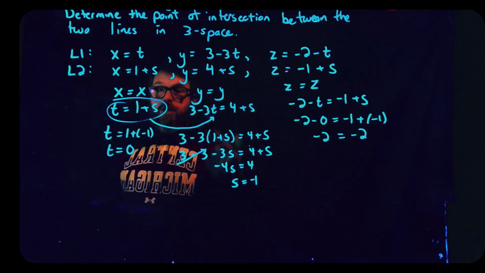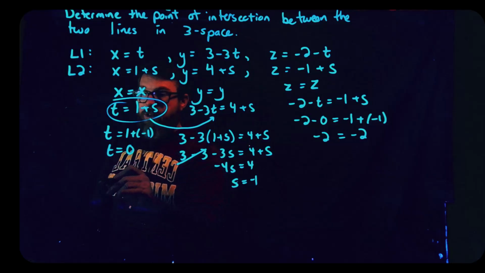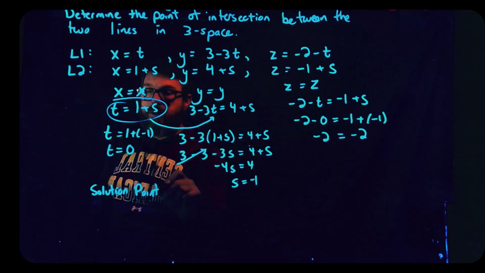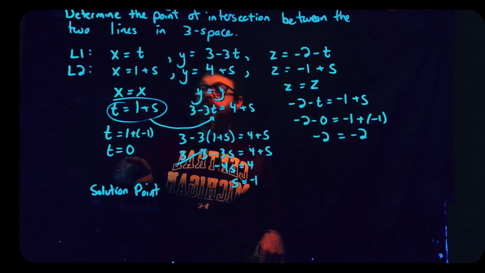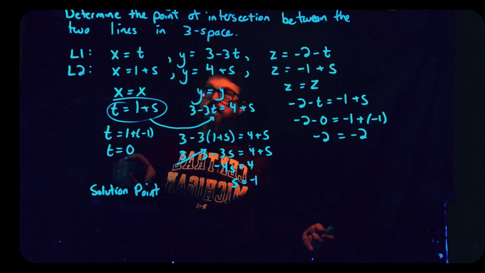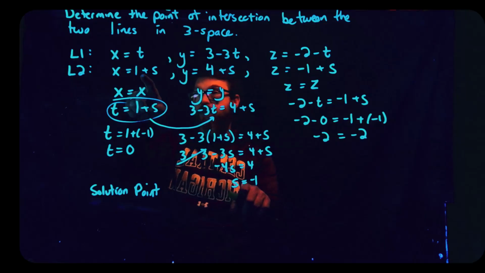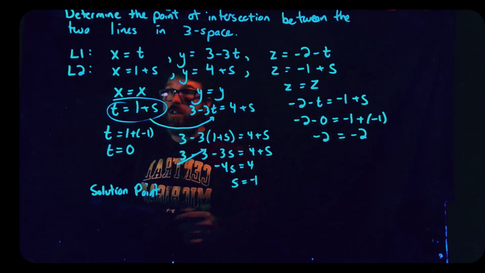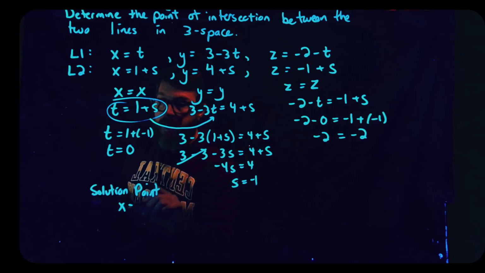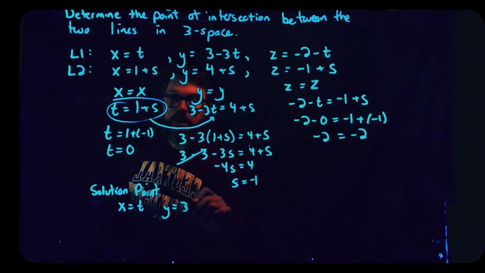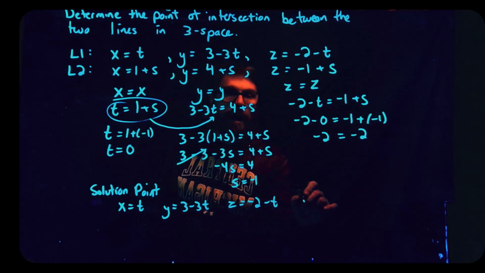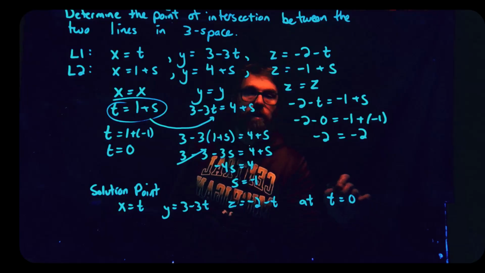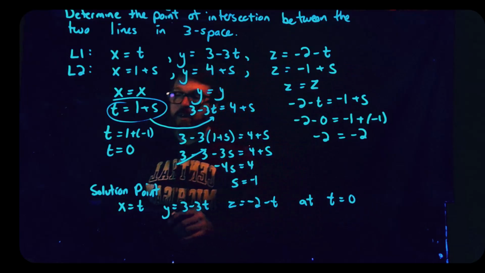Okay, so let's go ahead and find the solution point. Now we're going to choose which line we want to plug it into. I'm going to choose t is equal to 0 because it's easier to evaluate something at 0. Or you can choose the second line and plug in negative 1. We know we're going to get the same x, y, and z. So really what I'm doing is x is equal to t, y is equal to 3 minus 3t, and z is equal to negative 2 minus t. At t is equal to 0 is where these lines are going to intersect, or on the second line at s is equal to negative 1. Like I said, it's your choice.